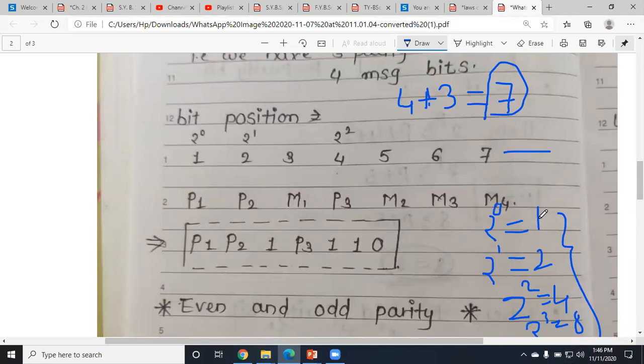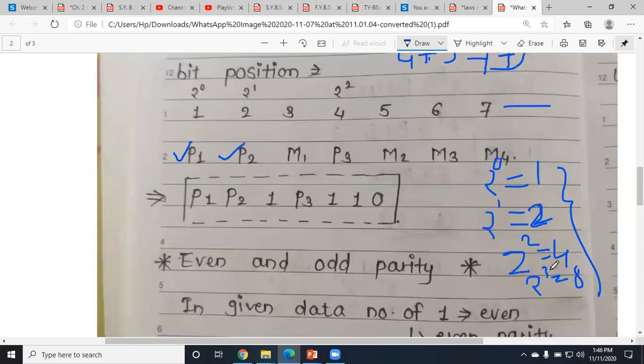Okay, so at the first position I'm allowed to add a parity bit. So what is my first position? This. So here I will add my parity bit. Then at the second position, I can add my parity bit. So this is my second parity bit.